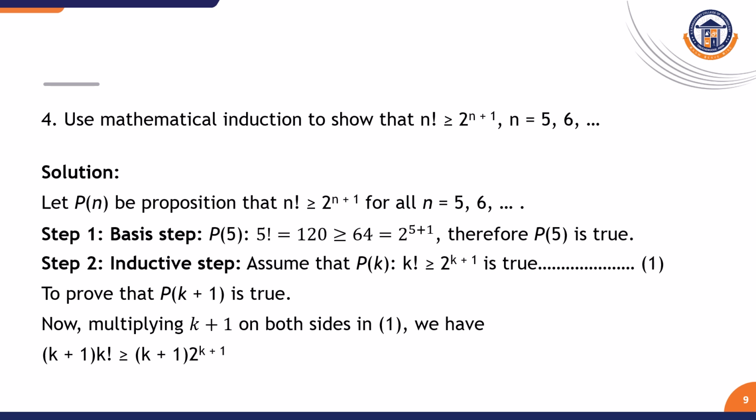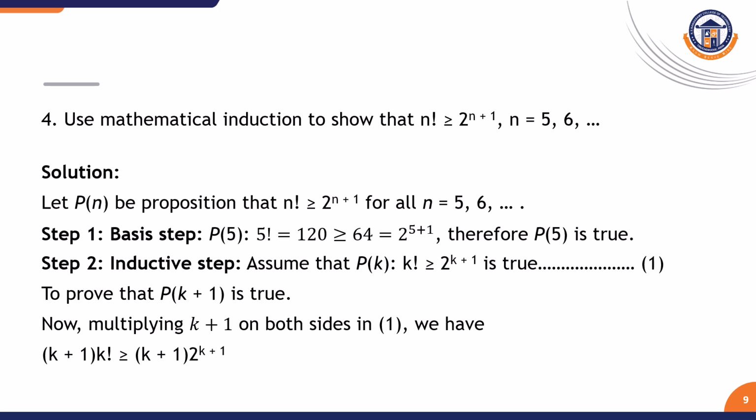So P of 5 means here we replace n with 5. So 5 factorial means 120, which is greater than or equal to 2 power 6. So 2 power 6 means, substituting n is equal to 5, it is 64, which is also 2 power 5 plus 1. This is also 5 factorial. So therefore P of 5 is true.